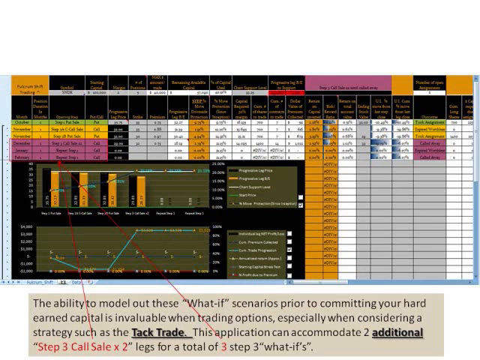Having the ability to model out these what-if scenarios prior to committing your hard-earned capital is invaluable when trading options, especially when considering a strategy such as the TAC trade. This application can accommodate two additional Step 3 Call Sale times 2 legs for a total of 3 Step 3 what-ifs.